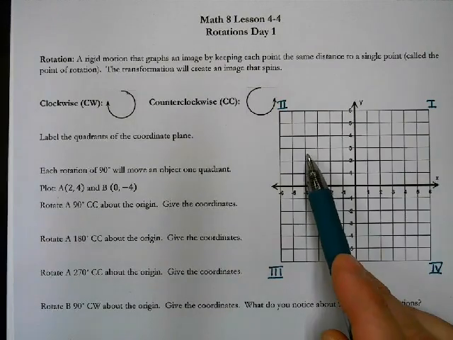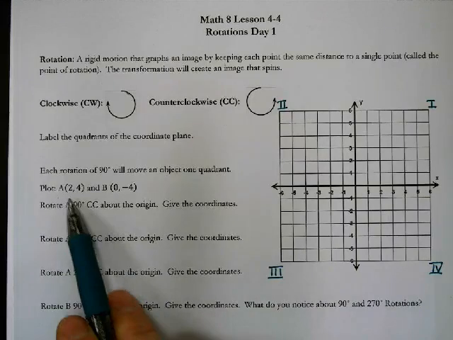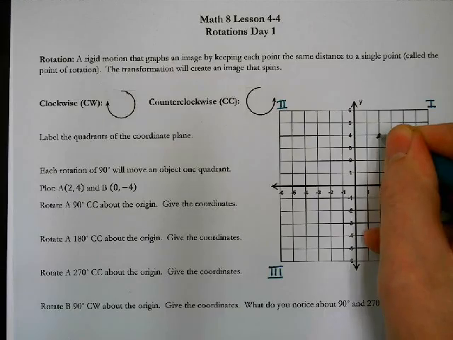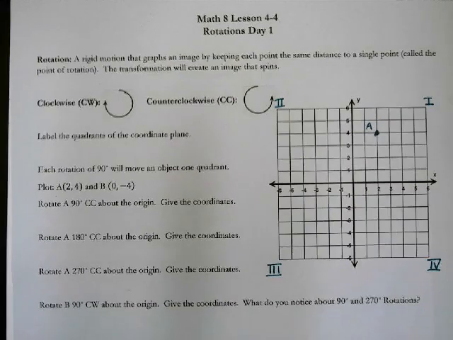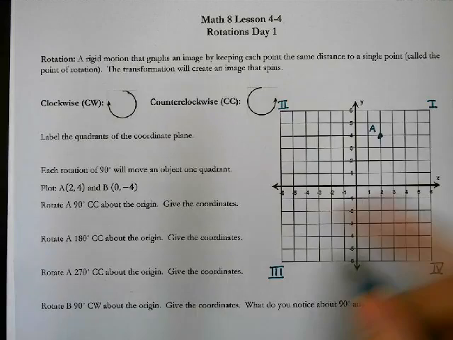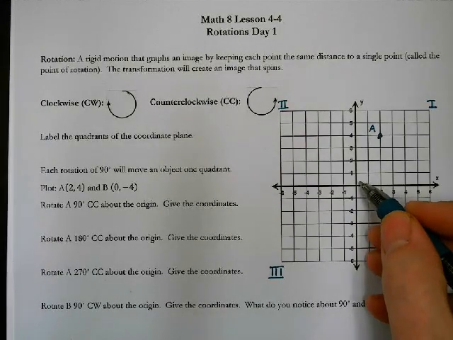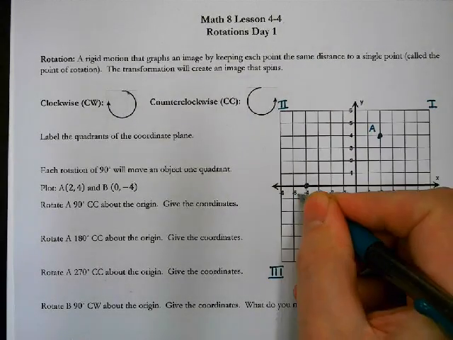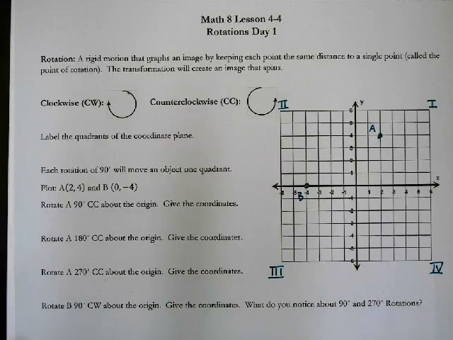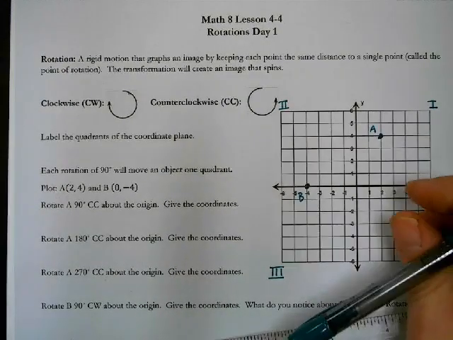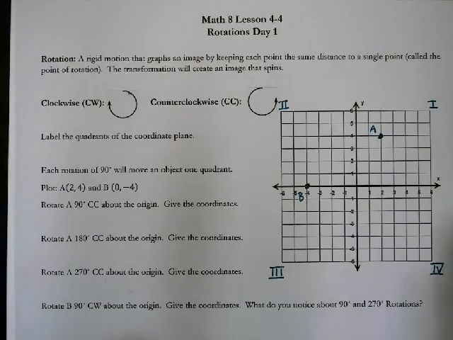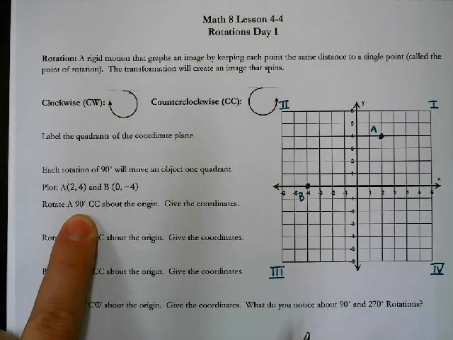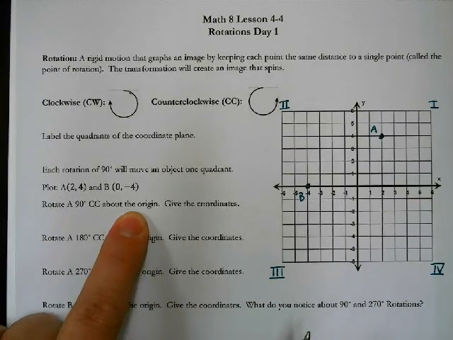All right, so we're going to plot A, which is at 2, 4. So A is at 2, 4 right here. Hey, A, how you doing? And then B is at 0, -4. So 0, -4, B would be right here. All right. So we've got those 2 points. We're just going to be rotating points today. So I want to rotate A 90 degrees counterclockwise about the origin and give the coordinates.